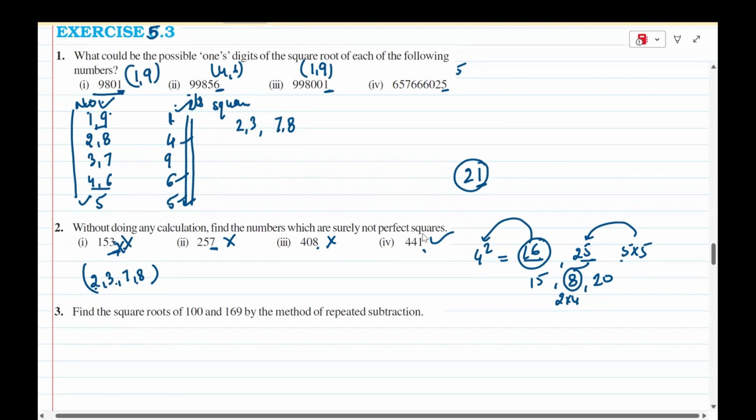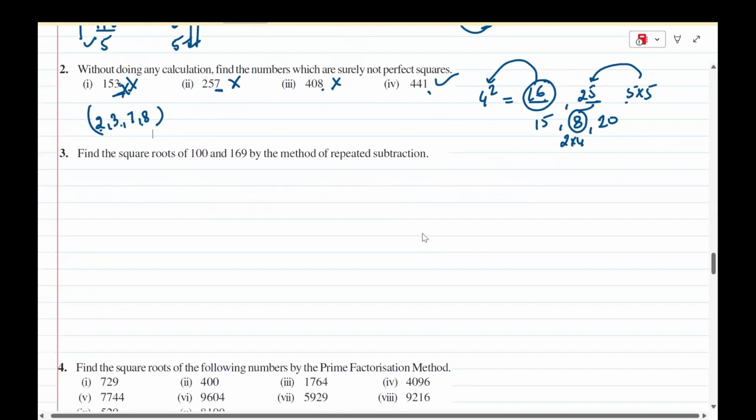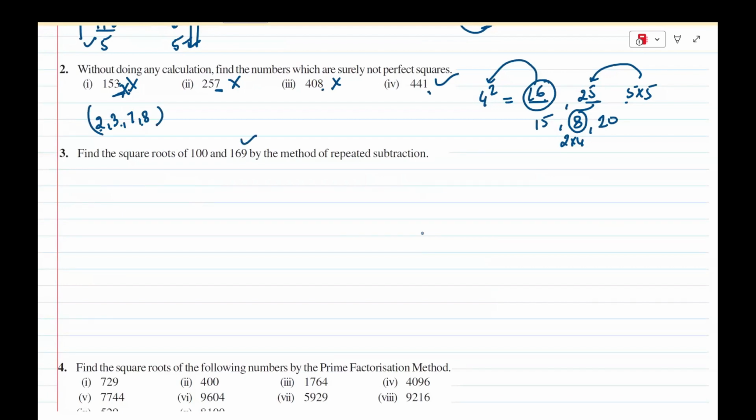The third question of this exercise says, find the square root of 100 and 169 by the method of repeated subtraction. We have done two examples while explaining the chapter. So I will do 169. You try 100 by yourself.